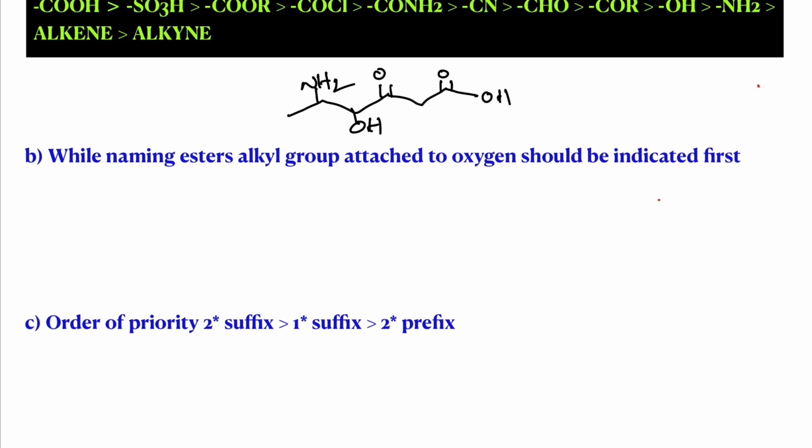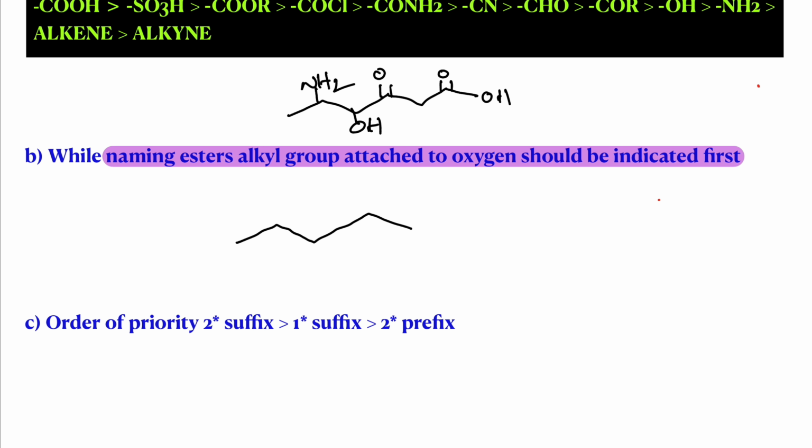Next one, the very important one, while naming esters. While naming esters, irrespective of alphabetical order, the alkyl group attached to oxygen should be indicated first. So let me explain the rule. Here this is the ester functional group. Here I am taking some bromine. Here I am taking chlorine, like this. So while naming esters, of course, this is your longest chain.